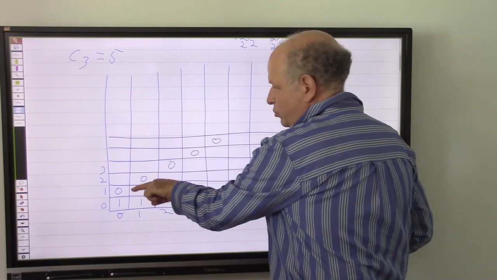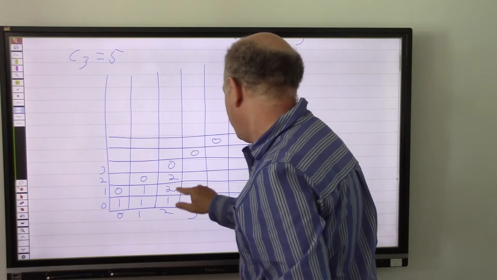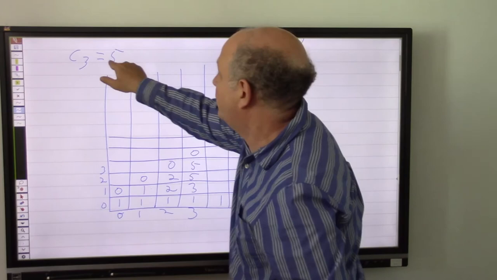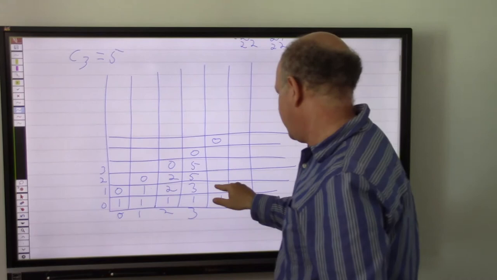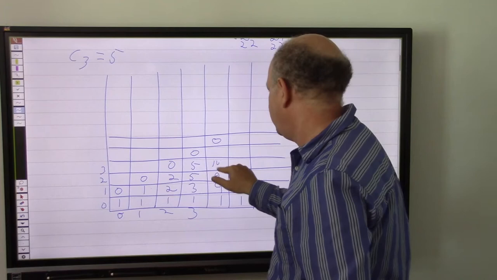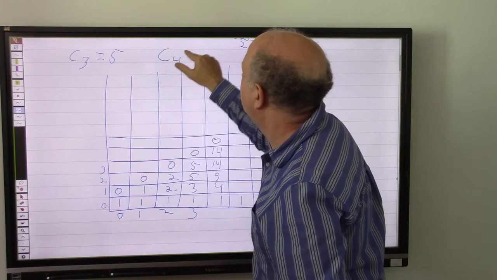So this will be 2. Now 1 plus 2 is 3. 2 plus 3 is 5. 5 plus 0 is 5. And this 5 agrees with the 5 that I mentioned here. And let's do one more just for fun. So 1 plus 3 is 4. 5 plus 4 is 9. 9 plus 5 is 14. 14 plus 0 is 14. So in fact, C4 is equal to 14.